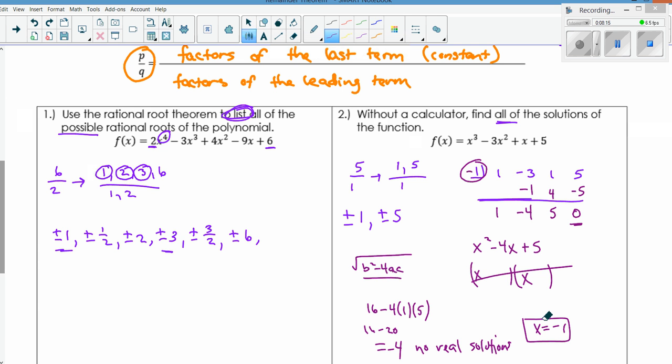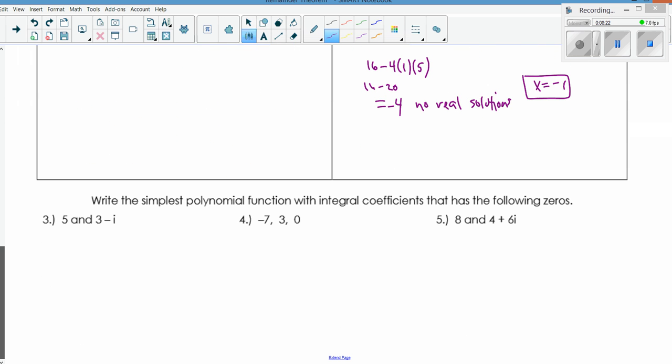Okay? And that was using synthetic division without me giving you a 0. You had to go find the 0. It's kind of a pain to use, but sometimes you gotta use it.